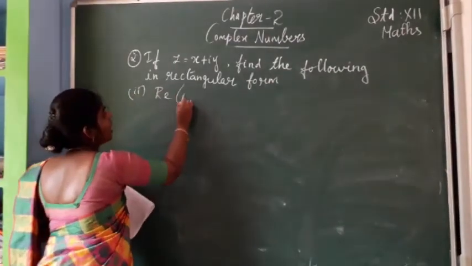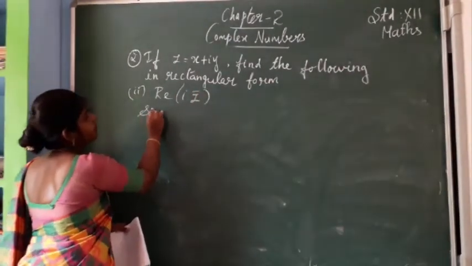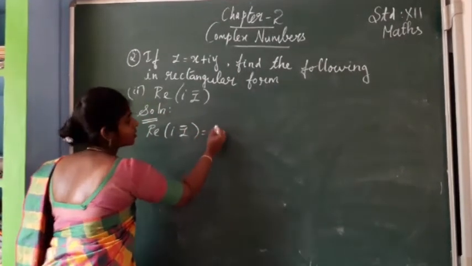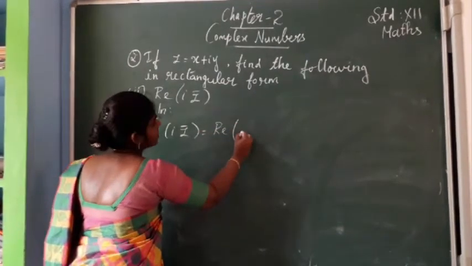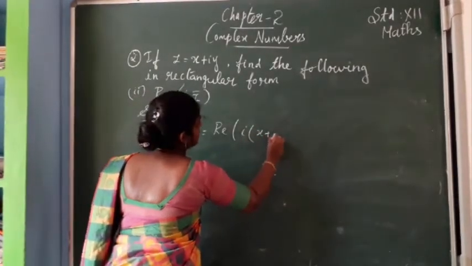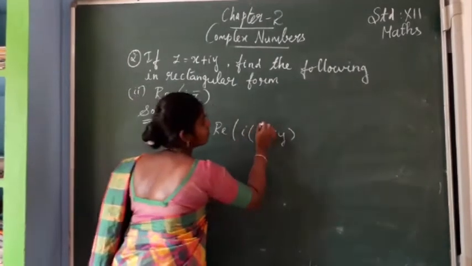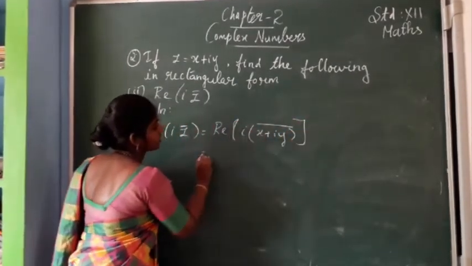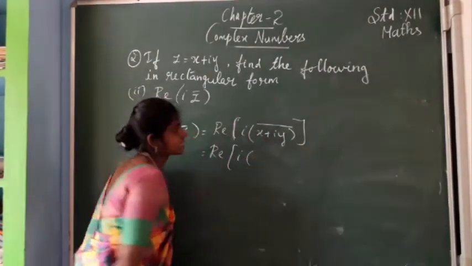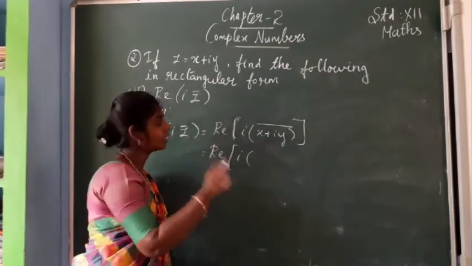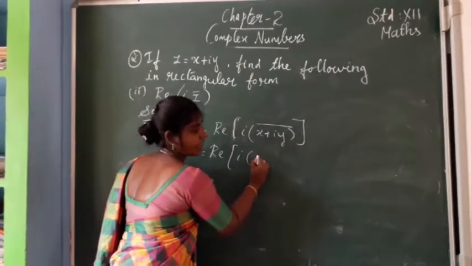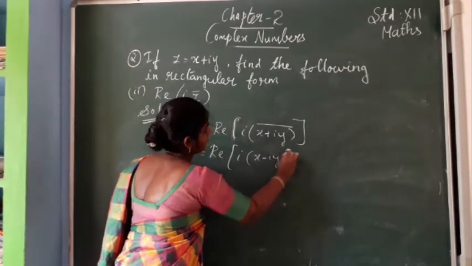Real part of i z bar. Solution. So real part of i z bar is equal to real part of i times z, where z is x plus iy. Here the bar is there, so you have to put the bar. That's equal to real part of i into the whole bar of x plus iy, that is z bar. Have to take the conjugate. Conjugate of x plus iy is x minus iy.